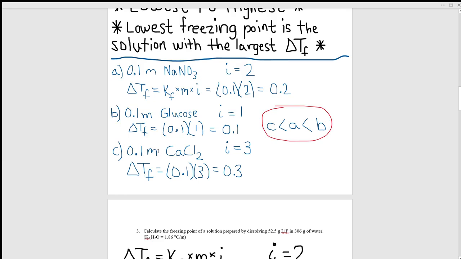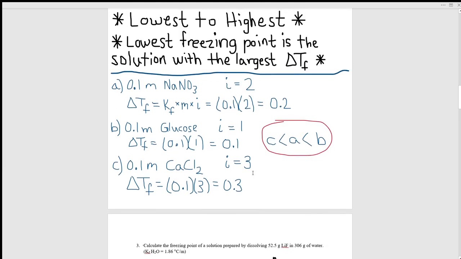And lastly, for part C, again we have a molality of 0.1 for our solution of calcium chloride. The Van 't Hoff factor is equal to 3 because calcium chloride, when dissolved in solvent, is going to break up into its components, specifically calcium cations and 2 chloride anions. So these three particles give us a Van 't Hoff factor i equal to 3. Plugging that into our delta T sub F equation, we get 0.1 times 3 equals 0.3.